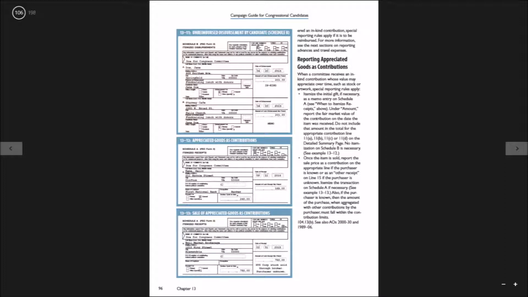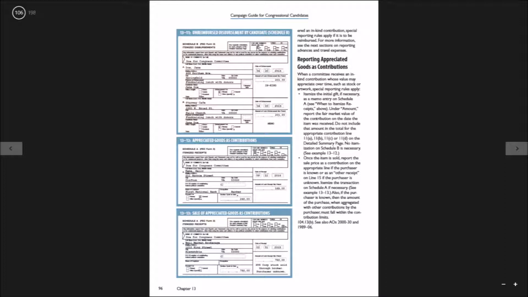Reporting appreciated goods as contributions. When a committee receives an in-kind contribution whose value may appreciate over time, such as stock or artwork, special reporting rules apply. 1. Itemizing the initial gift, if necessary, as a memo entry on Schedule A. See when to itemize receipts above. Under Amount, report the fair market value of the contribution on the date the item was received. Do not include that amount in the total for the appropriate contribution line. On the detailed summary page, no itemization on Schedule B is necessary.